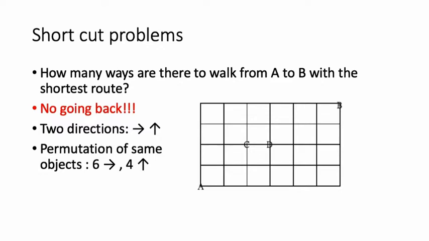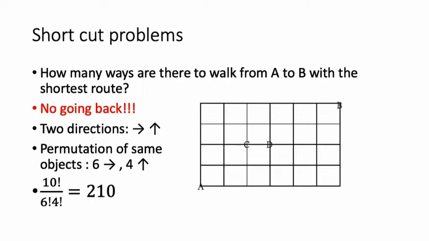So if we want to ask for how many ways, that means we'll have to construct different kinds of routes. To construct different kinds of routes, we'll use 6 right arrows and 4 up arrows. So this is actually just the permutation of the same objects. This means that the answer for this problem is 10 factorial divided by 6 factorial times 4 factorial, which equals 210. So this is how we solve the shortcut problems.